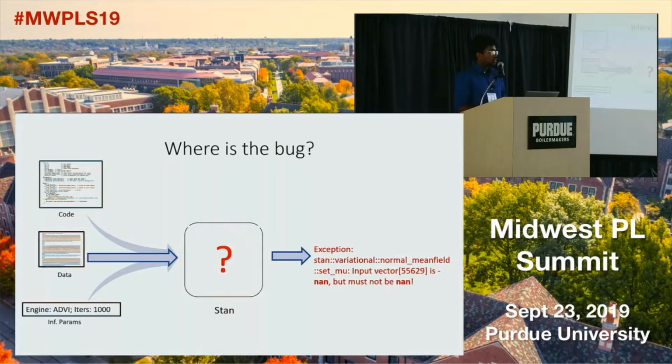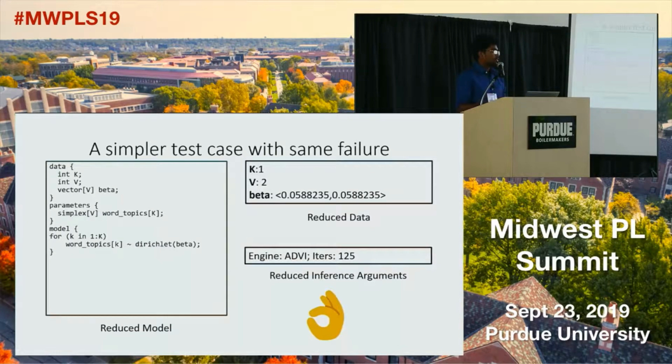Now, in order to understand why this happened, you need to understand what this program is doing, right? And doing that is non-trivial, even for a small program. You need to understand the domain information about this program and how it interacts with the data as well. So what if, instead of this, I give you a simpler test case which reproduces the same failure in Stan? Now, instead of the big model, you just have this simple model where you're just sampling from a Dirichlet distribution, and you have a smaller size of data. To reproduce this failure, you just have to run variational inference for 125 iterations.